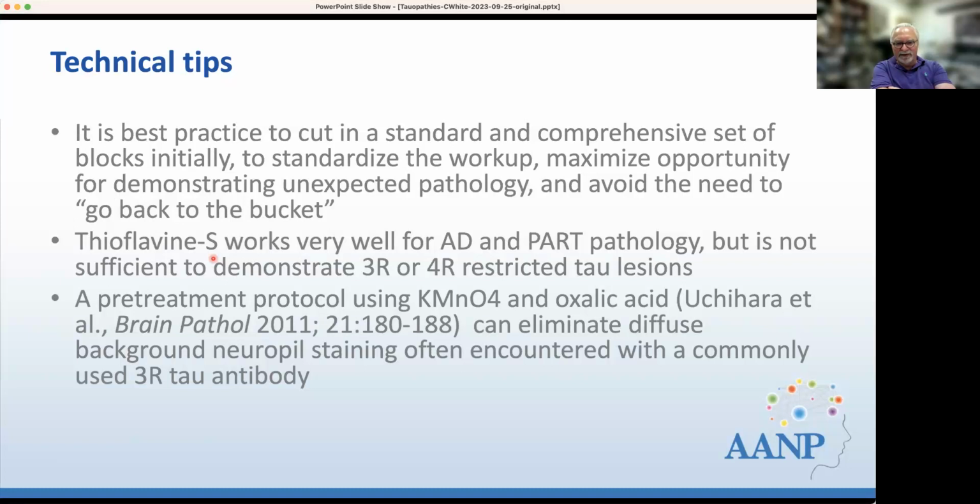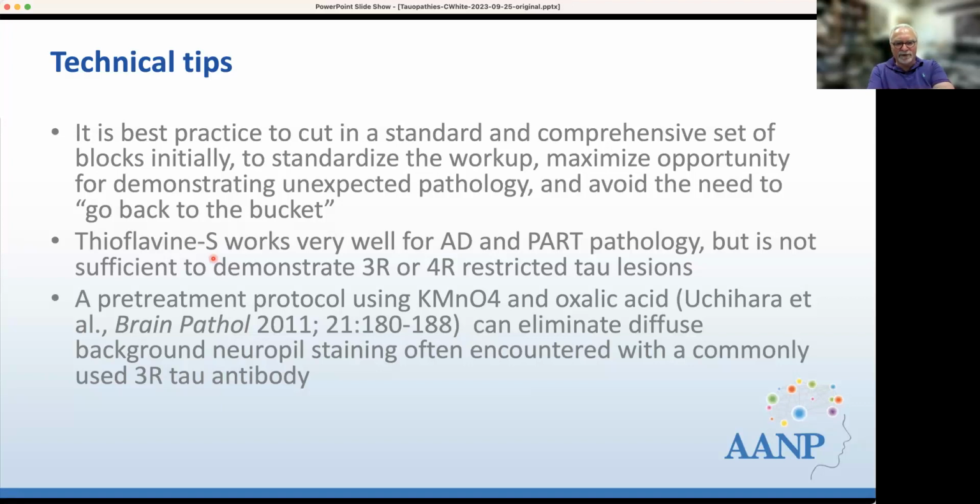Another thing I want to point out is that thioflavin stain, which is very good for diagnosing Alzheimer's disease in part, in one way, because it demonstrates not only the neurofibrillary pathology, but also the beta amyloid pathology of AD, and its absence in part. However, thioflavin is not sufficient to demonstrate 3R and 4R restricted tau lesions. It seems to only demonstrate tau pathology when both 3R and 4R isoforms are present. So it's not sufficient for most of these entities.